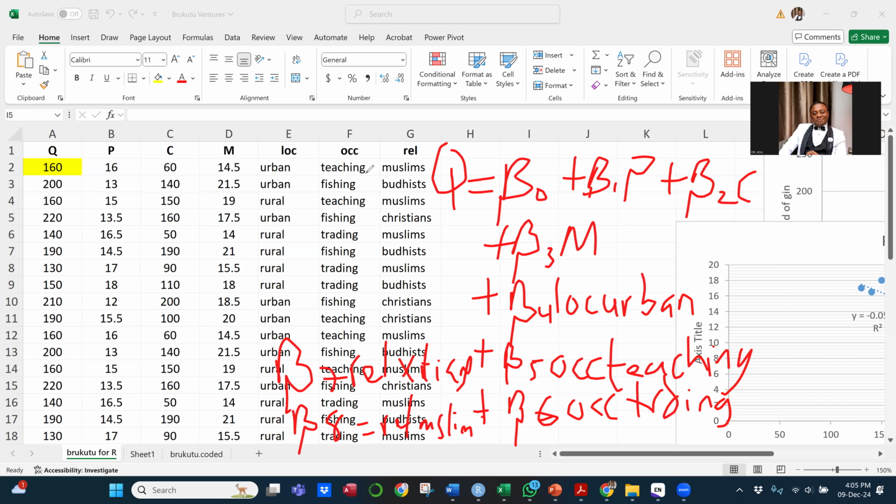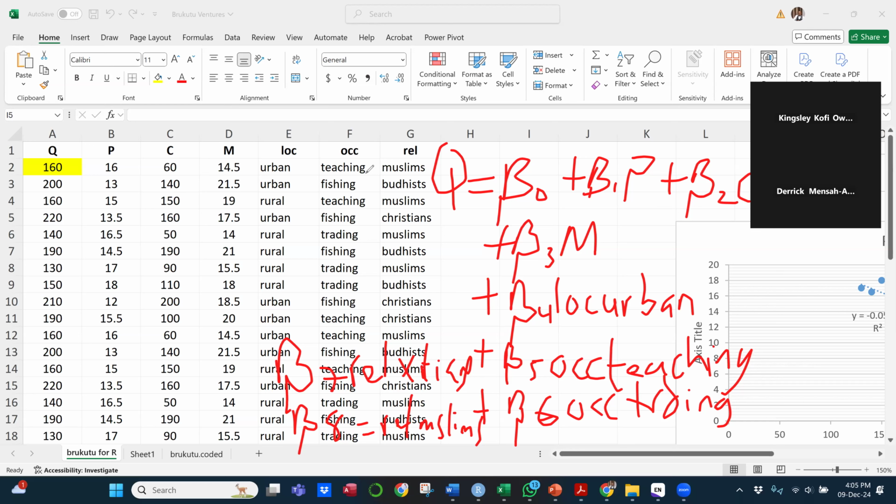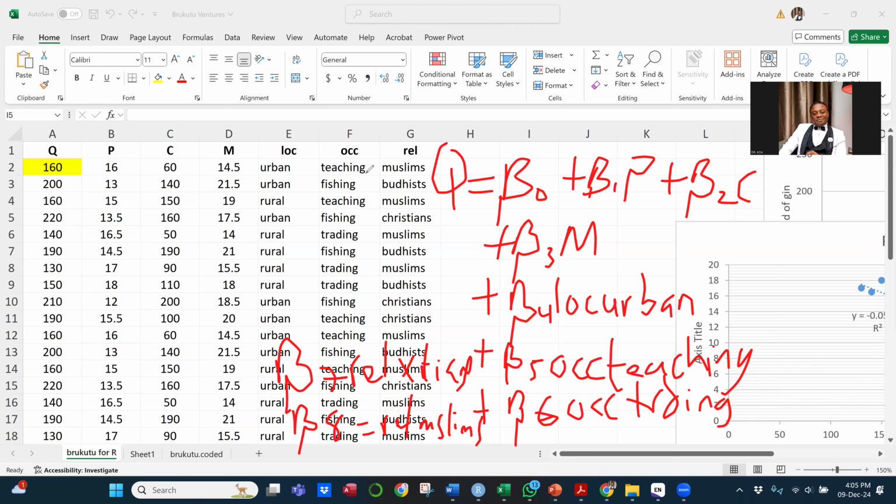So in this case, which one is the reference category for religion? Who's going to tell us? You remember the last religion? Buddhist. Okay. After that, you should now add plus the error term.